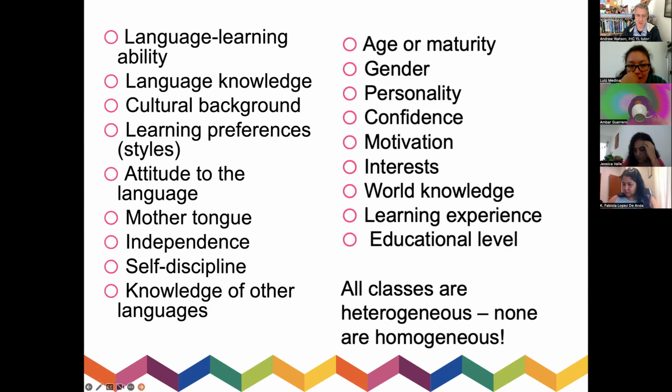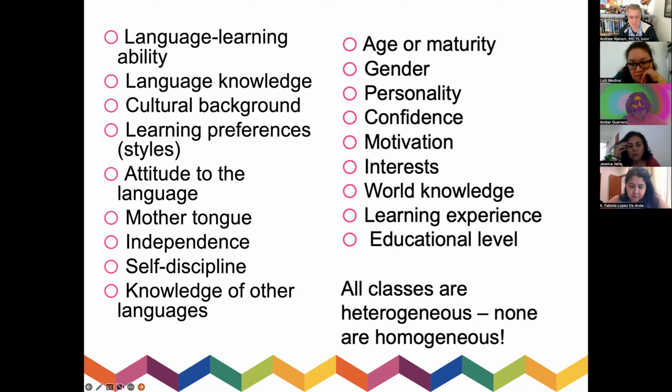Okay, so here is the list. I think these are the categories that Cambridge uses. So language learning ability, their language knowledge, cultural background, their learning preferences or learning styles, their attitude to the language. Do they have a positive or negative attitude towards learning English, for example? Their mother tongue.